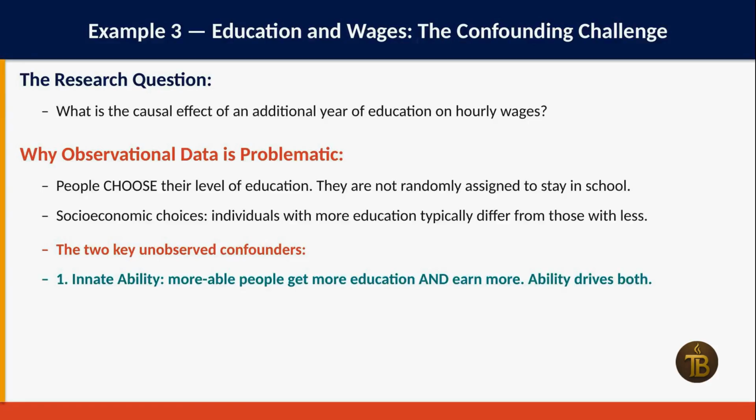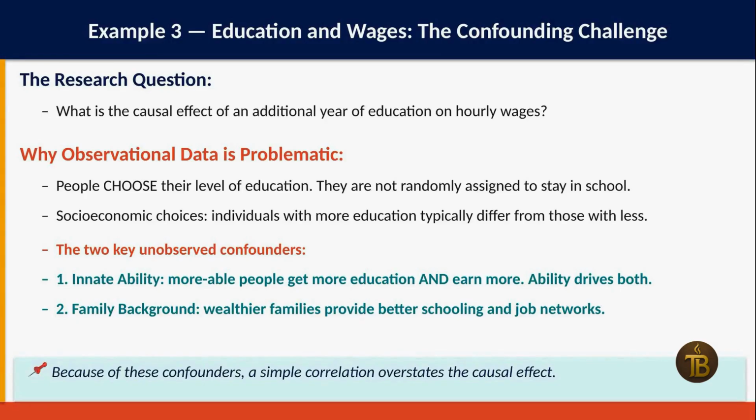The first is innate ability. More able people tend to both get more education and earn more. Ability is driving both outcomes. The second is family background. Wealthier families tend to provide better schooling and better job networks. Because of these two confounders, a simple correlation between education and wages will overstate the true causal effect.